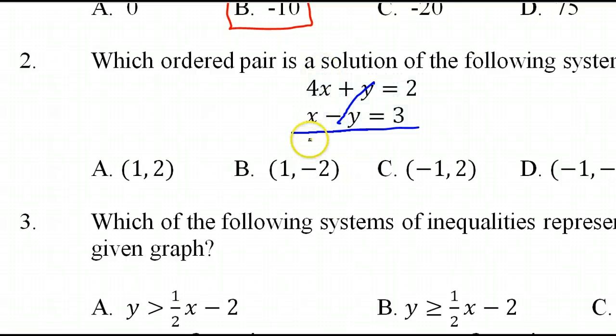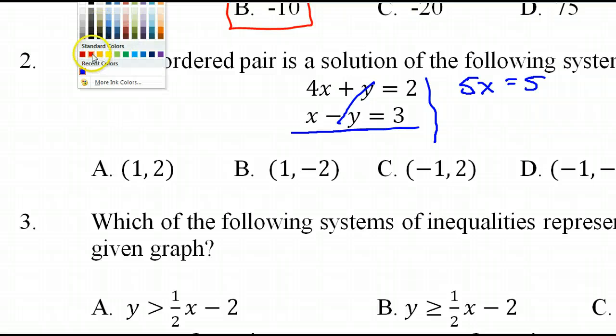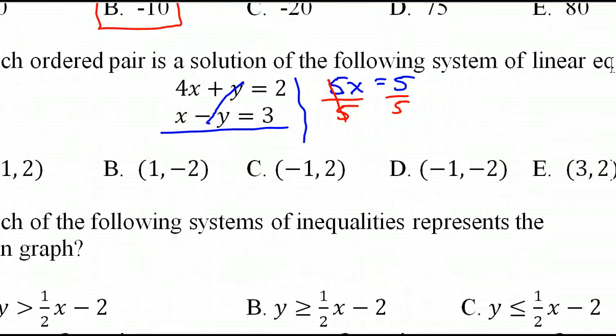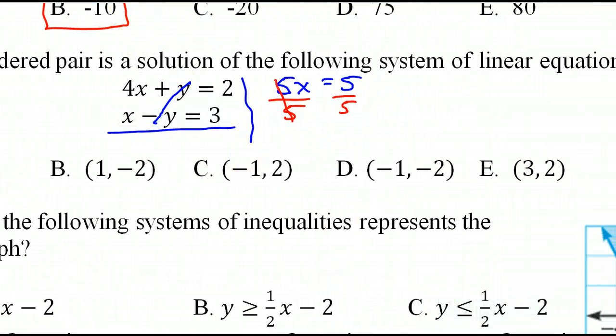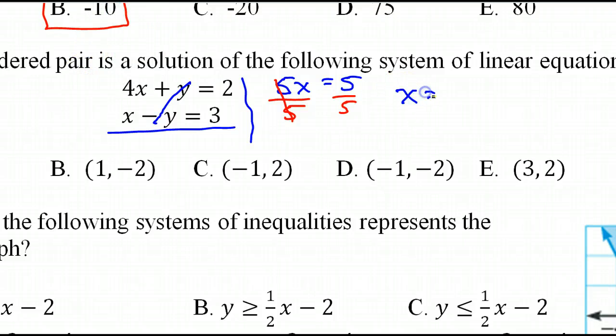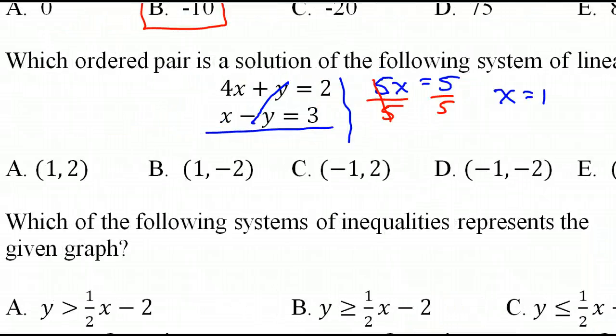So if I just combine like terms now, 4x and x, that makes 5x equals 5, because 2 plus 3. And then if I divide both sides by 5, that's going to give me x equals 1. Okay, so x equals 1.